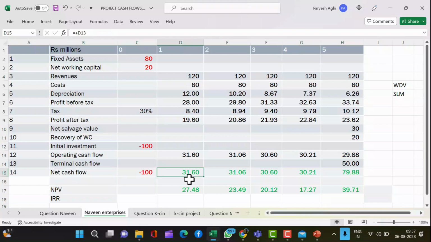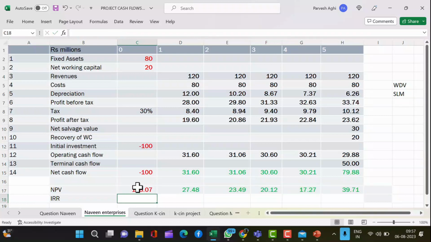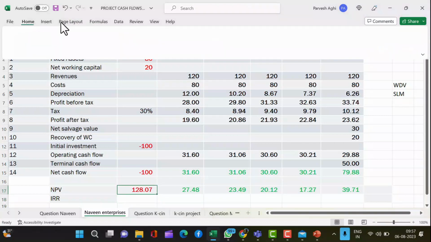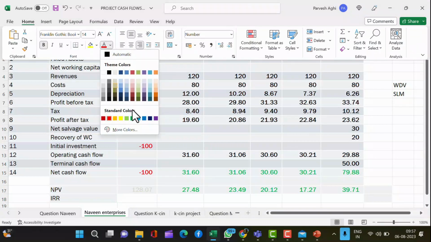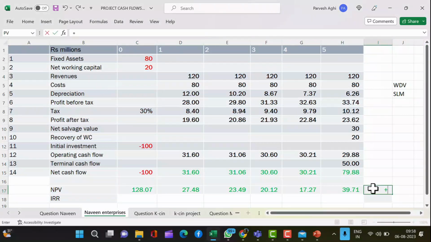Yes, sir. Okay. So now what I'm going to do is I'm going to add all this, okay? So this is actually in green, okay? This is not in red. Fine. So NPV will be how much? NPV will be 28 lakhs. So it's getting a positive NPV. So should we go ahead with the project or not?